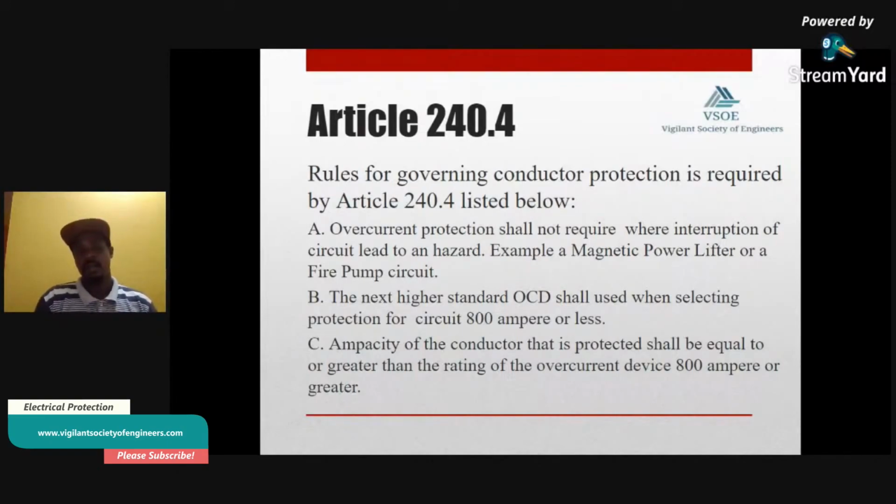All right, so the overcurrent protection shall not be required where interruption of the circuit may lead to a hazard, such as a magnetic pole lift, and the next higher standard overcurrent protection device shall be used when selecting protection for circuits of 800 ampere or less, right? And finally, the ampacity of the conductor that is protected shall be equal to or greater than the rating of the overcurrent protection device, 800 ampere or greater.